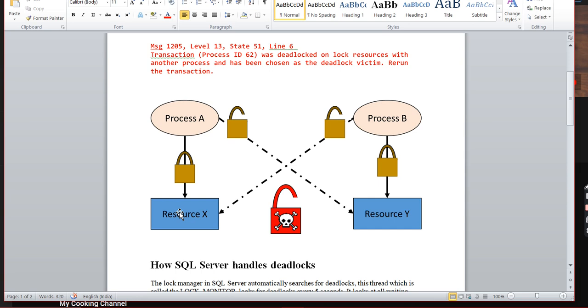Why? Process A is not going to release, and process B is also not going to release until they are completed. So that's the reason process A and process B by themselves are creating a deadlock situation here. Okay, so hopefully you got the point of how the deadlock creation is actually happening.